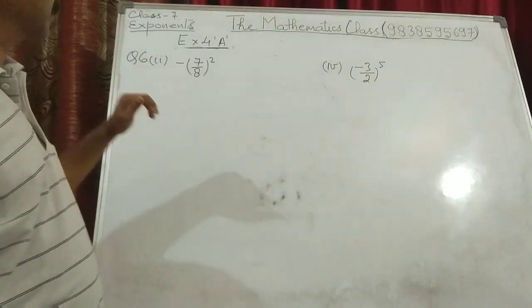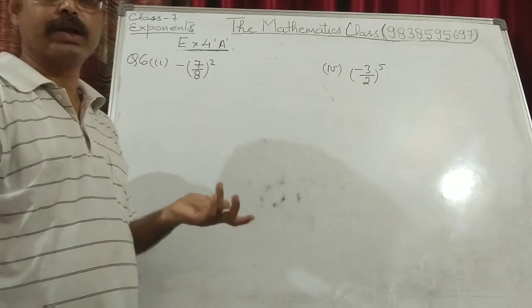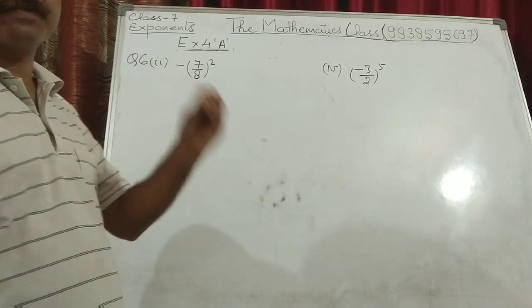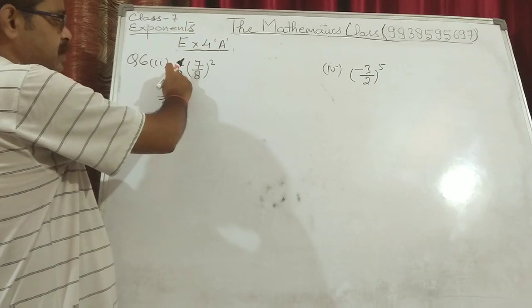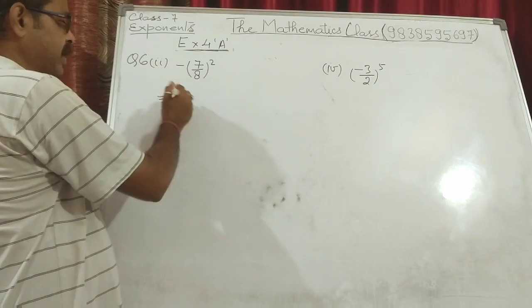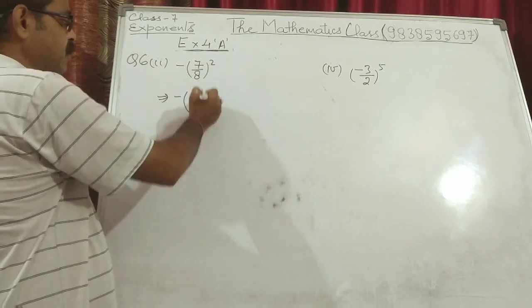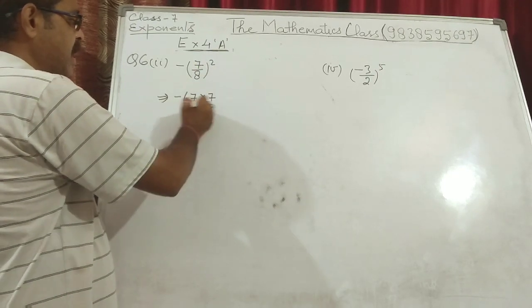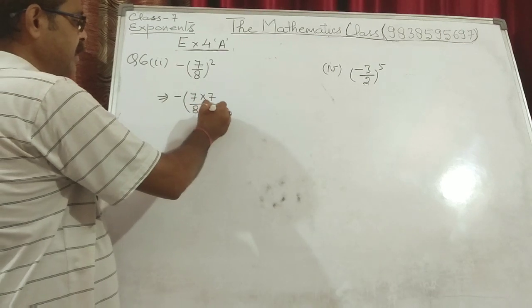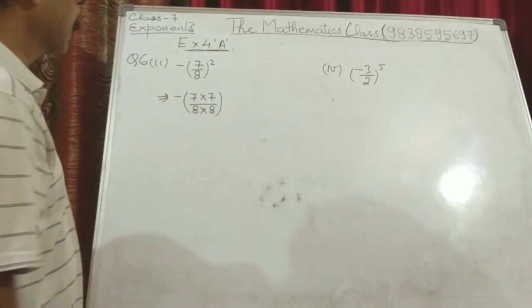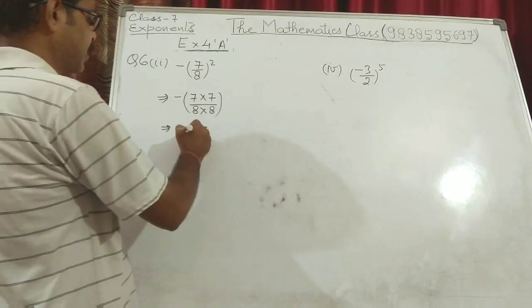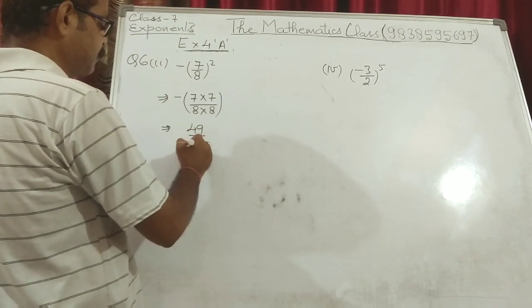Now question number 6 says, find the absolute value of. Find the absolute value simply means the minus is outside the bracket. So when you square them, this can be written as minus, and inside the bracket 7 square means 7 multiplied by 7 and 8 multiplied by 8. Like this you can write. Now 7 into 7 is 49. 8 into 8 is 64.